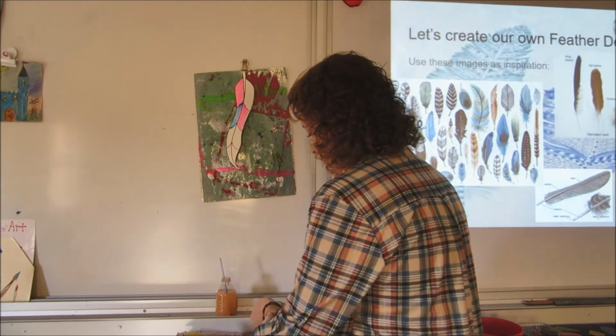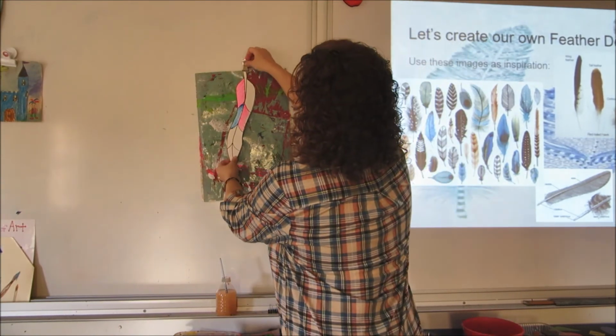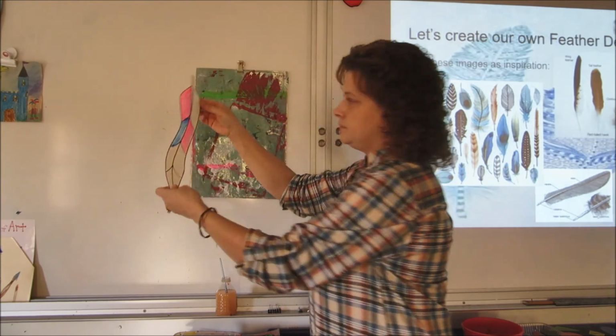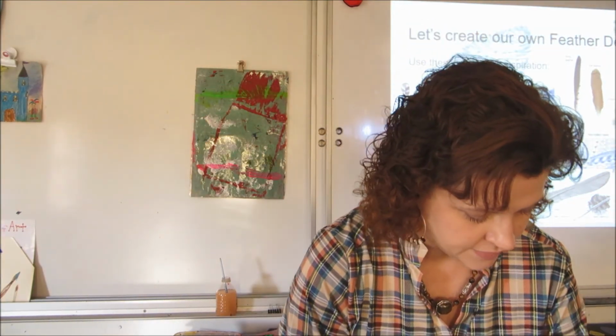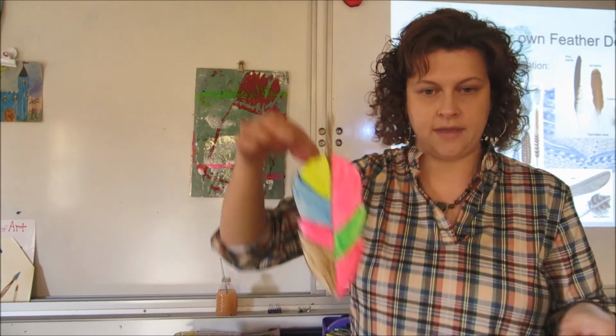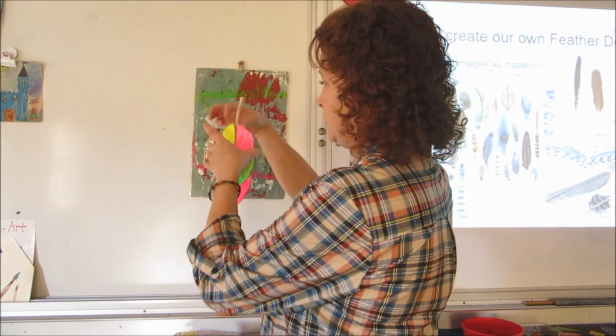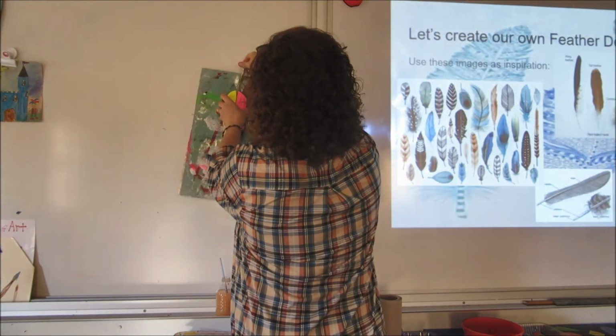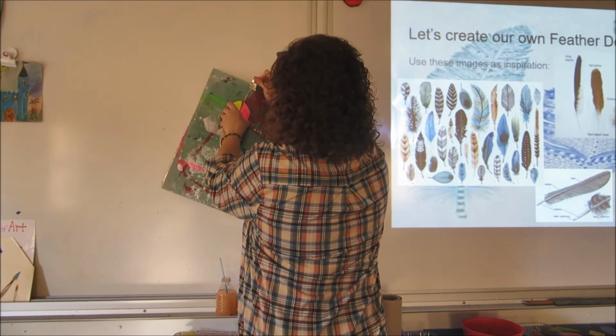So I've got that started. Now I've got one that's finished. I'm going to take this one down. I'll finish that one later. Now this one I have painted all the way. Okay? Different style of feathers. See, they're all different. Alright, so let's put this up here.